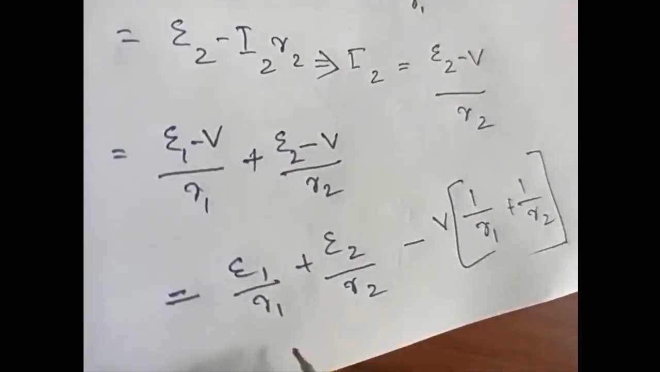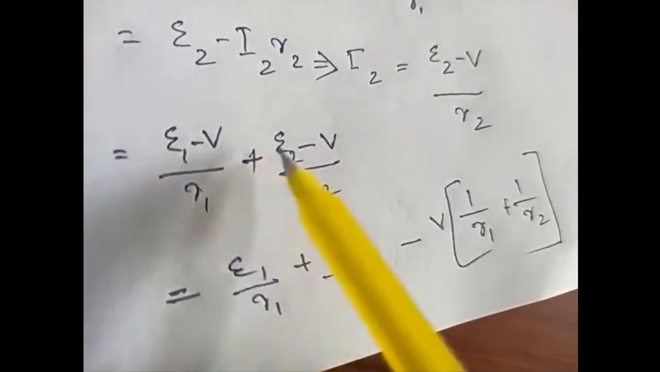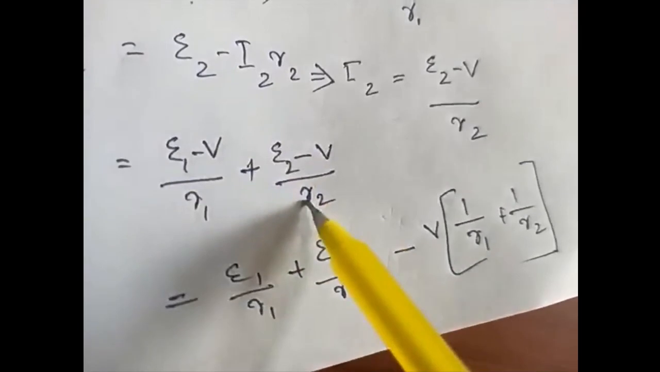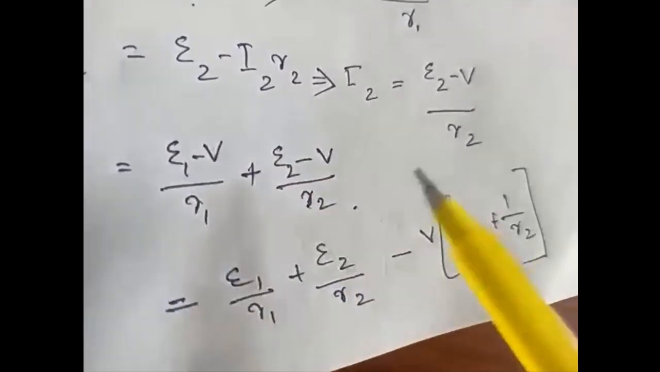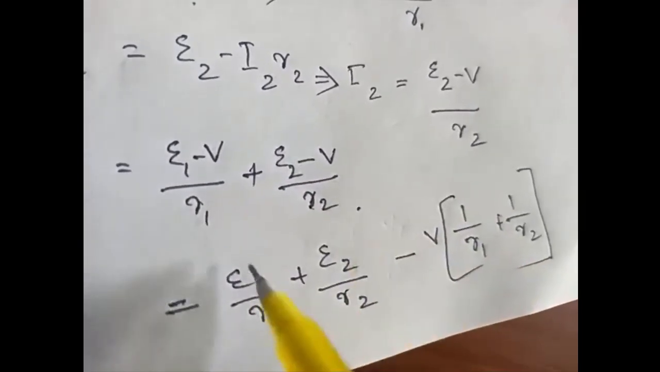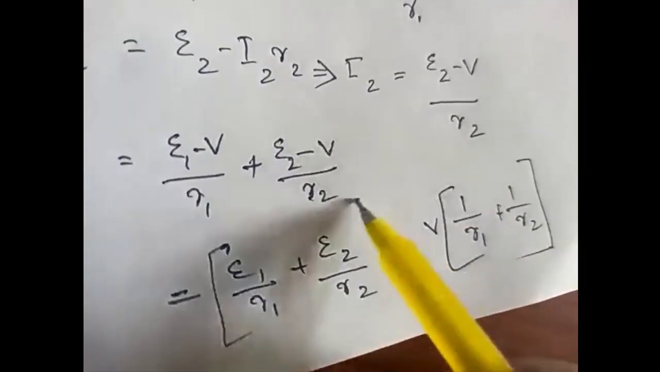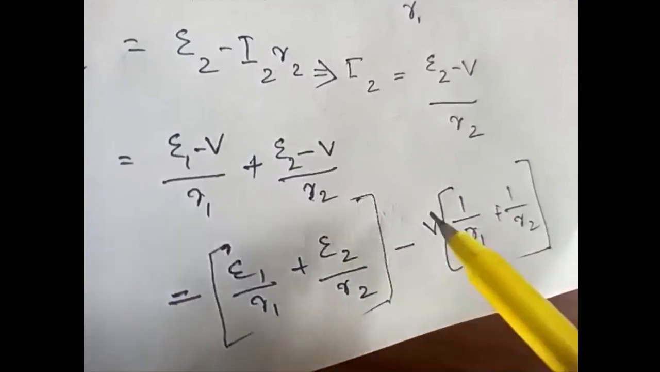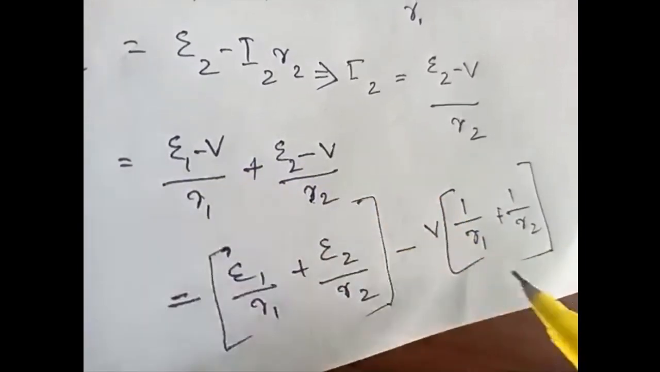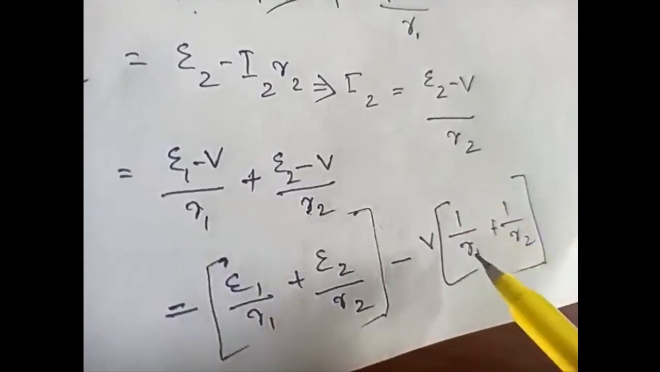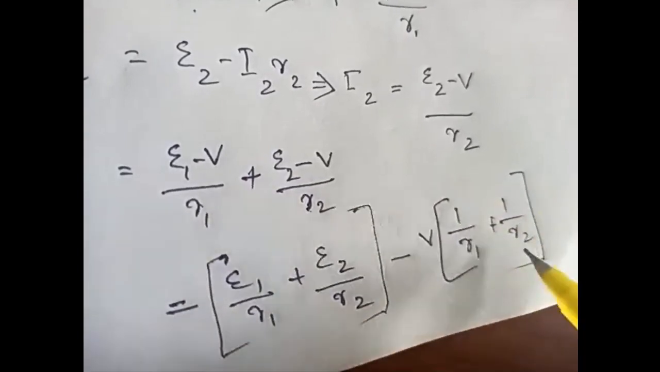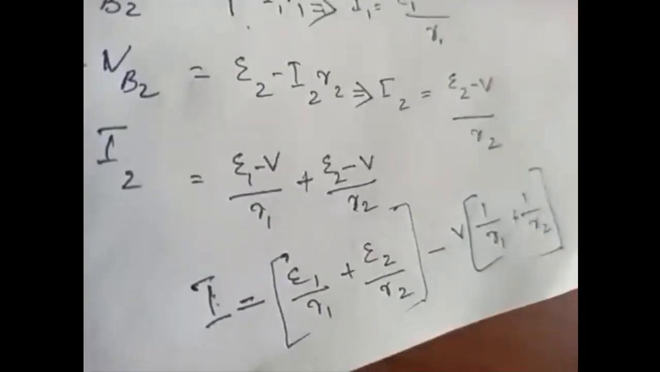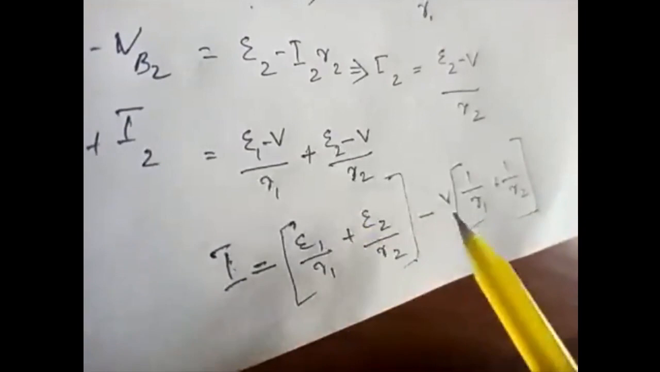From this equation we split the terms: E1 by R1 minus V by R1, and E2 by R2 minus V by R2. On splitting those terms we get E1 by R1 plus E2 by R2 minus V, taking V common from both terms, into 1 by R1 plus 1 by R2. This is equal to I. So from this you can find out what V is, no?